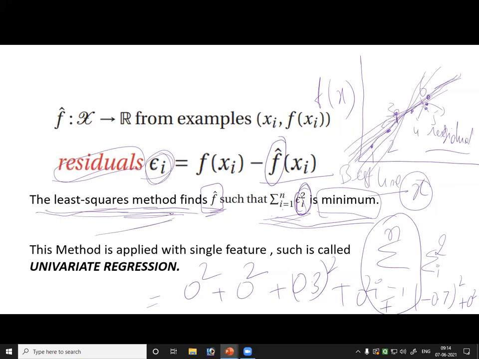Least squares method. And if this method is applied on a single feature, that method is called univariate regression. Univariate regression means applying it on a single feature.